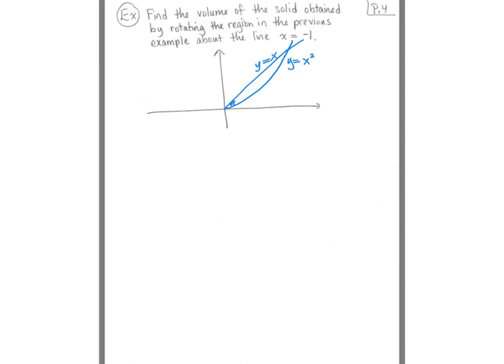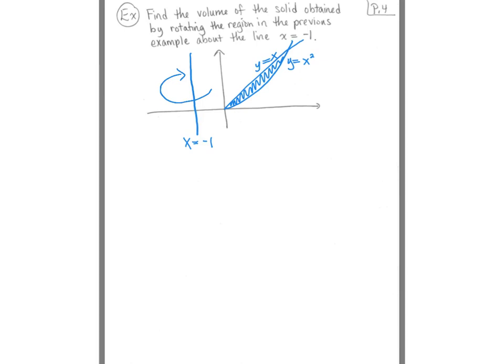And then what we're going to do is we're going to take this region here and we're going to rotate the region about the line x equals -1. So if that's x equals -1, we're going to take this region here. We're going to rotate it about this line here. So let's see. We're going to rotate this region about this line.